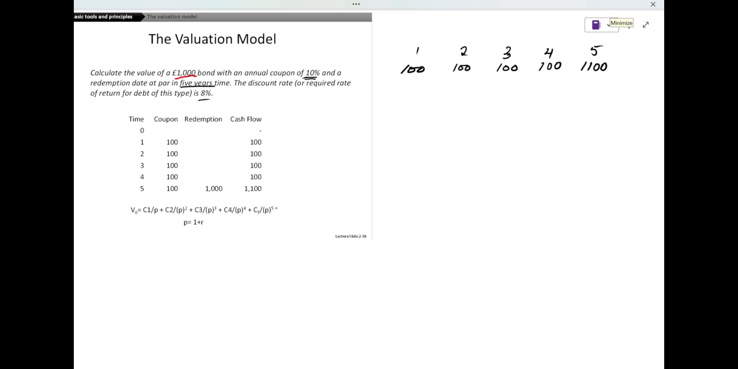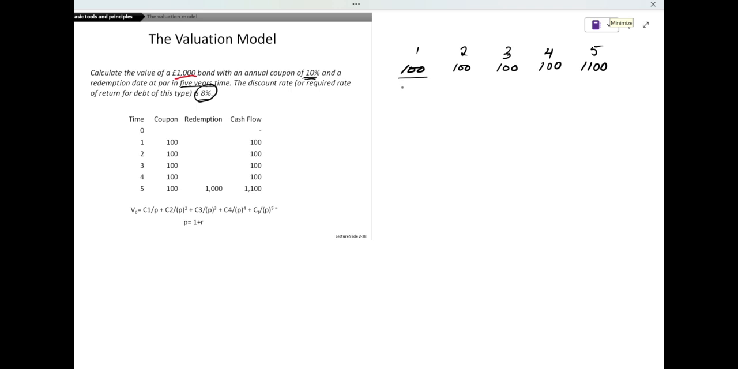Now one way to work out the present value is to divide them by their discount factor. The formula to calculate the discount factor is 1 over 1 plus r raised to the power n. N is the number of years and r represents the interest rate, or the cost of capital, which is 8% in this question.